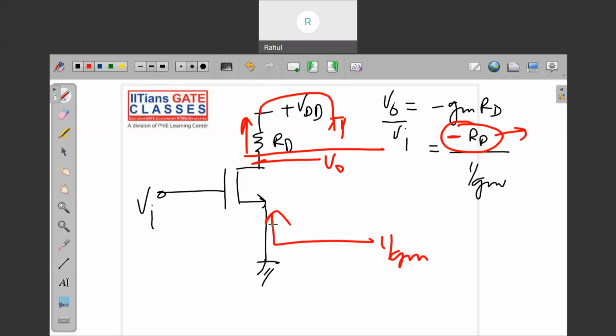So if you see the resistance from the source terminal, this is the source terminal, this is the gate terminal, and this is the drain. So you can directly find the gain of this transistor. Let me take a few examples again.